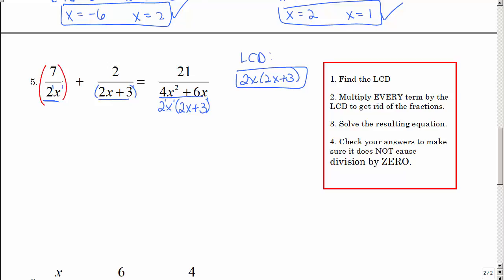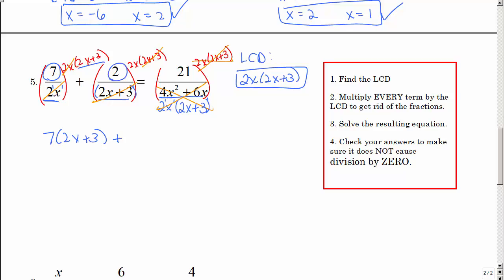So I'm going to multiply this one by 2x times 2x plus 3, this one times 2x times 2x plus 3, and this one times 2x times 2x plus 3. Then we're going to reduce. The 2x's reduce out, divide out to 1. Those divide out, and here all of that divides with all of that. So let's be careful. What do I have left? I have a 7 and a 2x plus 3. Here I have a 2 times 2x, and here the only thing left is a 21.